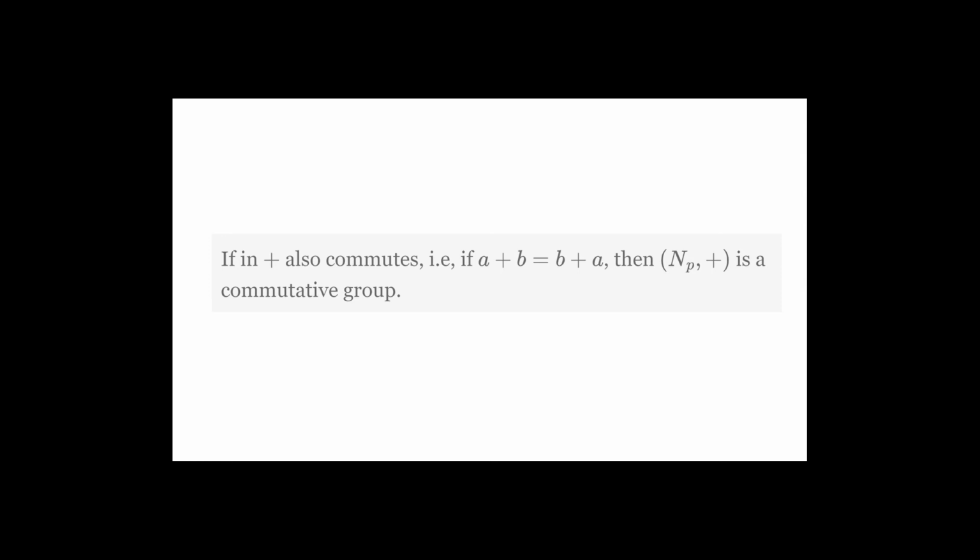That's not always the case. There are some operators that are not commutative. So, for example, matrix multiplication is not commutative. If you do A times B, it's not the same as B times A.